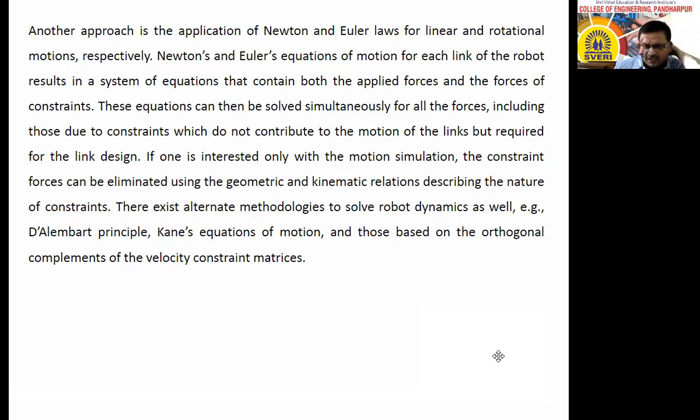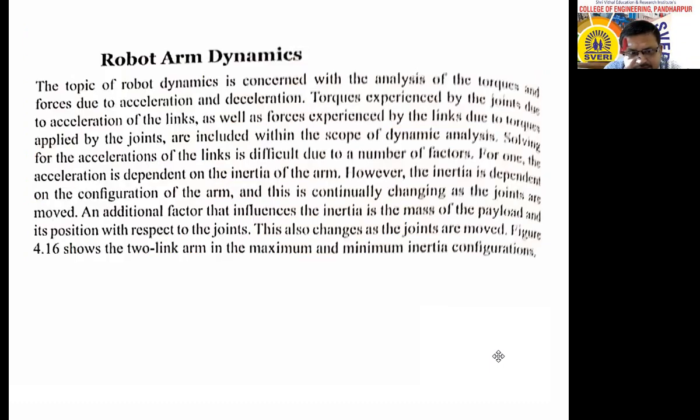There exist alternate methodologies to solve robot dynamics as well. For example, D'Alembert's principle or Kane's equations of motion, and those based on the orthogonal complements of the velocity constraint matrices.